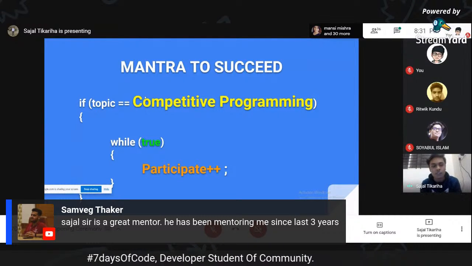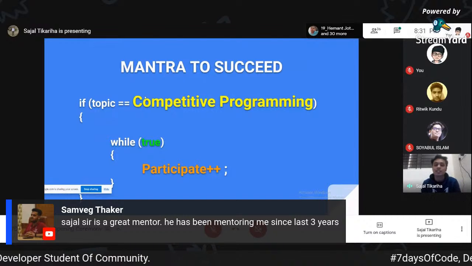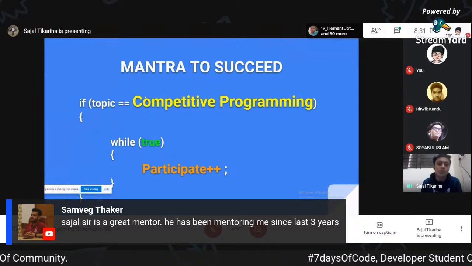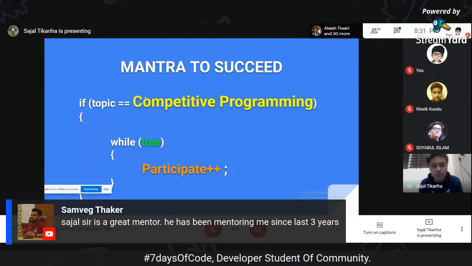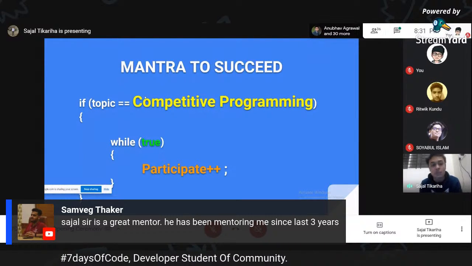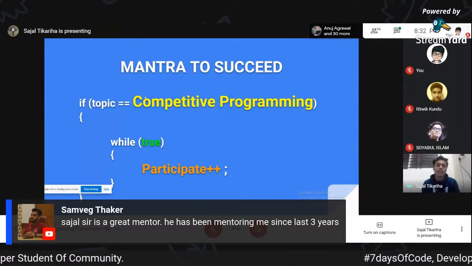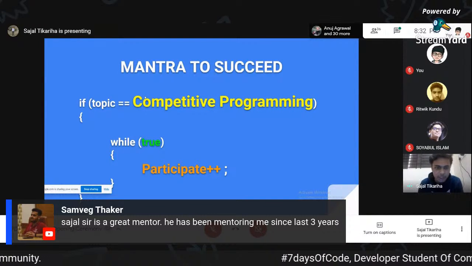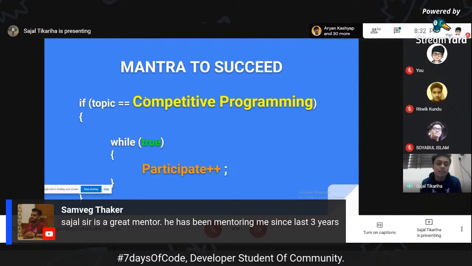That's the only mantra. Don't wait for gaining enough knowledge of data structures and algorithms. Don't wait for knowing a language better. Just keep on participating. That's the only way you will get to learn how to implement those things, and you will be moving forward, right? So I think we are coming to an end for this PPT.